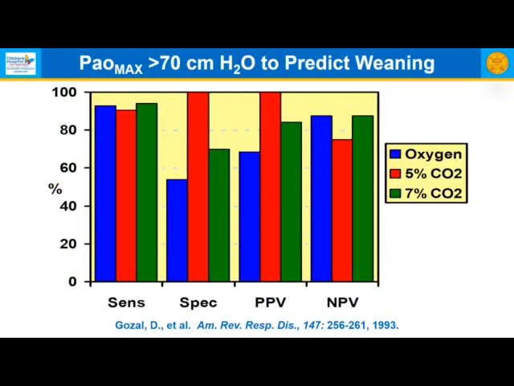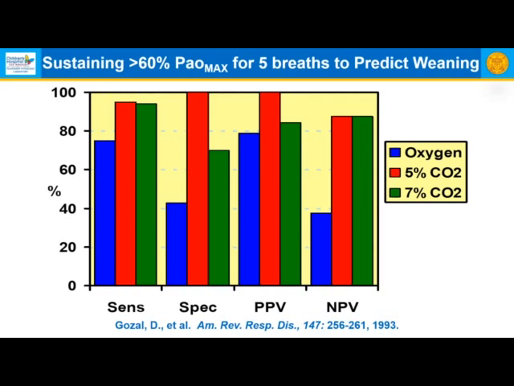Dr. Ghazal looked at those patients that had a PDI max greater than 70 centimeters of water to predict weaning. And the sensitivity was good, specificity not so good, breathing oxygen, and so on. It was a little bit better breathing 5% CO2. It looked overall like 5% CO2 was the better predictor. Sustaining greater than 60% of airway opening pressure max for 5 breaths to predict weaning. Again, 5% seemed to be the best.